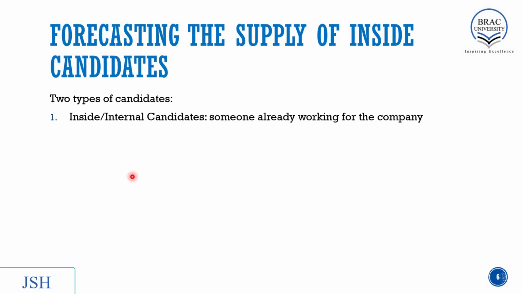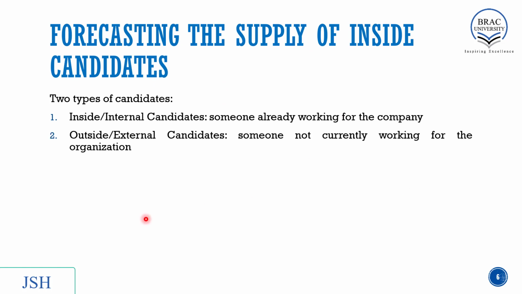So the first one, what do we mean by inside or internal candidates? Inside candidates or internal candidates of a company are those people who are already working for that company or for that organization. So they are already inside the organization. On the other hand, the outside candidates or external candidates of a company are those who are not currently working for that company. So they are working for some other company, or maybe they are not working at all. So these people are outside of the organization. So that's why they are called outside or external candidates.